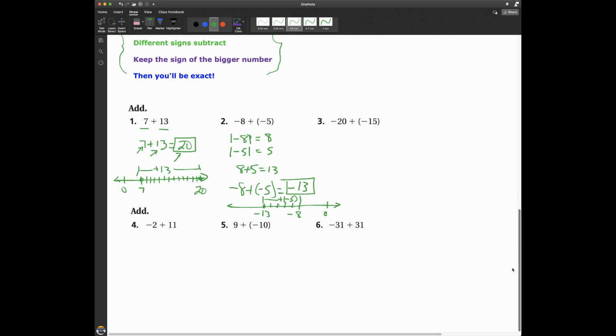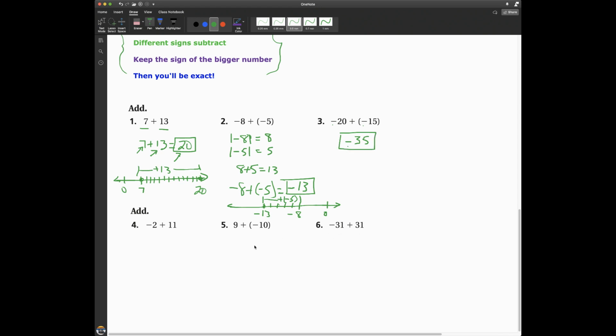Okay, so that is number 3, and hopefully you got the answer. The answer to this one would be negative 35. Same sign, so they're both negative, so my answer will be negative.